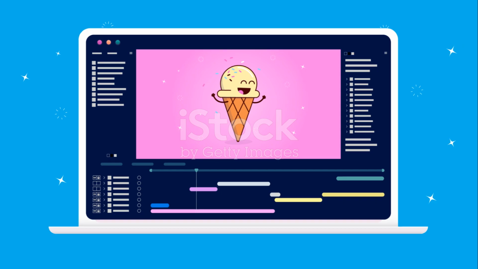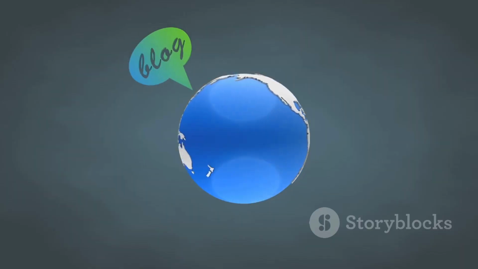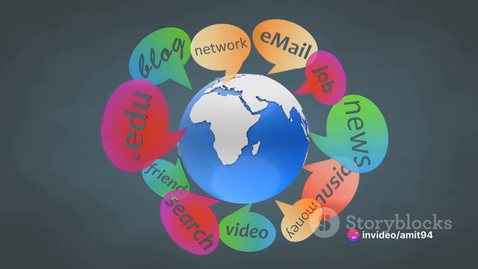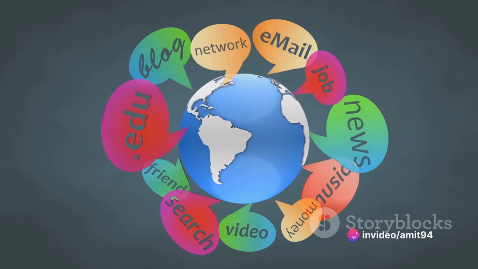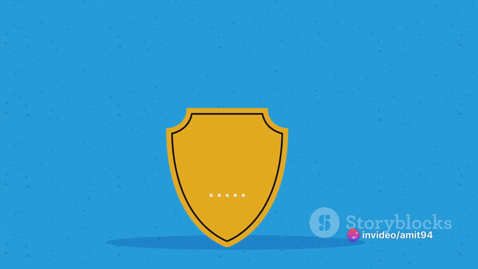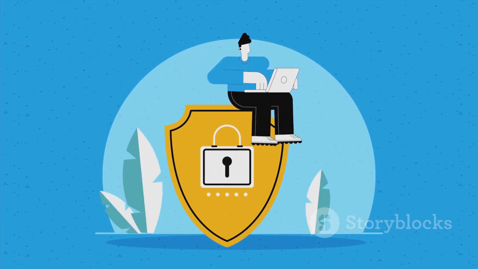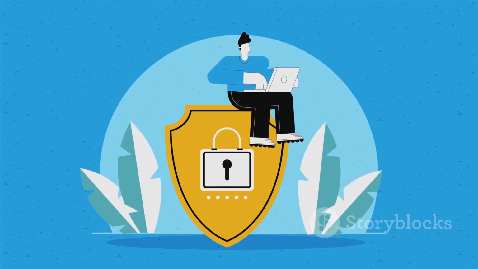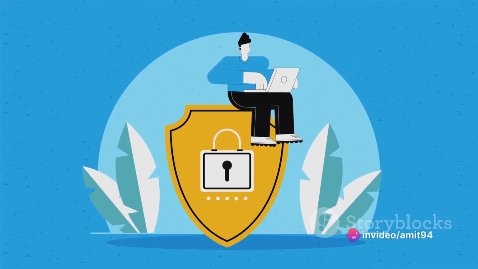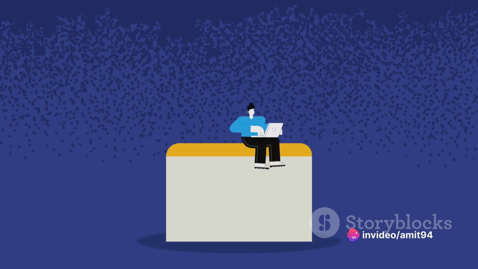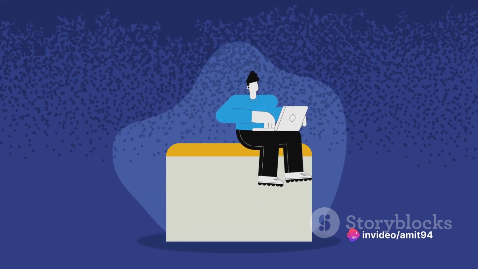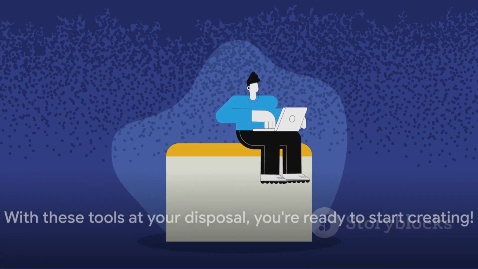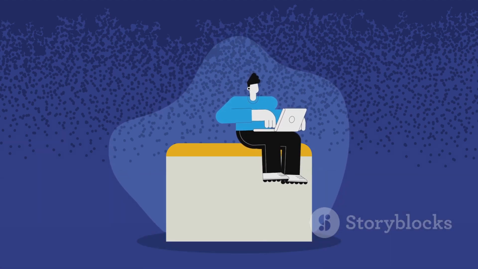Speaking of the internet, that's your second tool. A stable internet connection is crucial for smooth, uninterrupted access to our next tool, which is an animation software. There are plenty of free animation software out there, but for beginners, we recommend either Powtoon or Animaker. These platforms are user-friendly and packed with features that will help you bring your animated dreams to life. And that's pretty much it. With these tools at your disposal, you're ready to start creating.